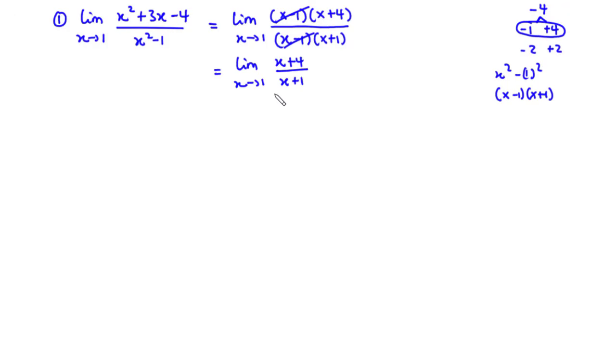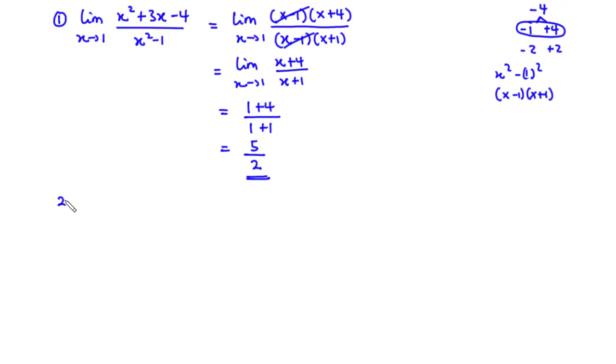Now at this point, we can directly plug in 1 into this limit. So that's going to be 1 plus 4 divided by 1 plus 1. Now 1 plus 4 is 5, and then 1 plus 1 is 2. Therefore, the limit of this function as x approaches 1 is equal to 5 over 2.